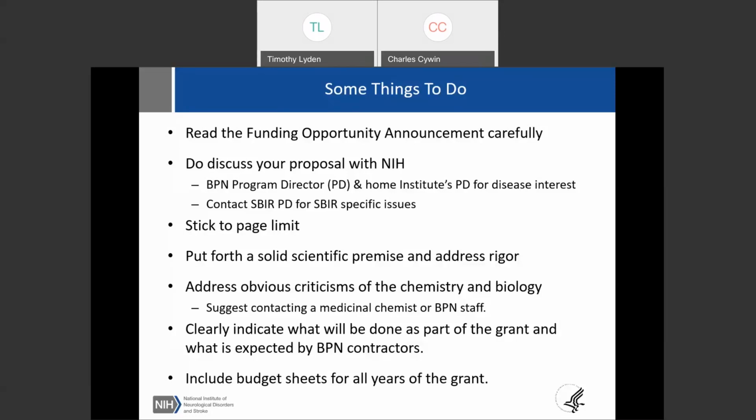Do stick with the page limit. Do not micro font. Do not change the spacing just to stuff things in, because that'll end up getting your application withdrawn.